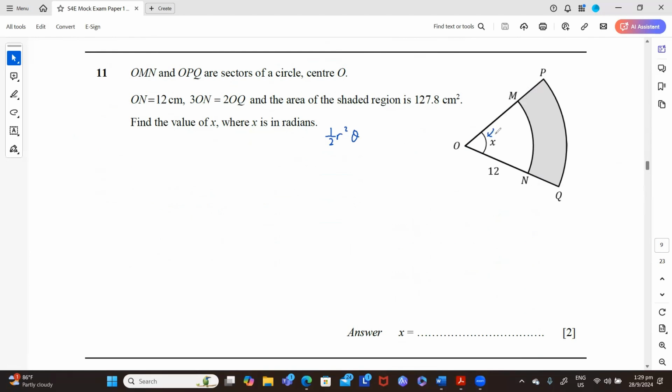Okay. Now the next thing to take note is ON and OQ. So ON is 12 cm, right? So what is OQ? So make OQ the subject. OQ is actually 3 over 2 of ON. Just bring down the 2. Which means 3 over 2, bracket 12. It's 18 cm. This part here is 18 cm.